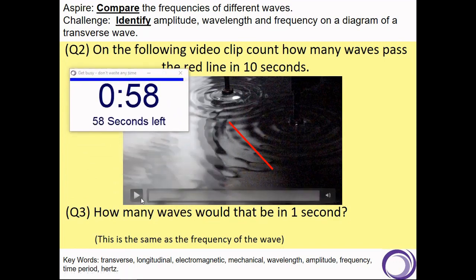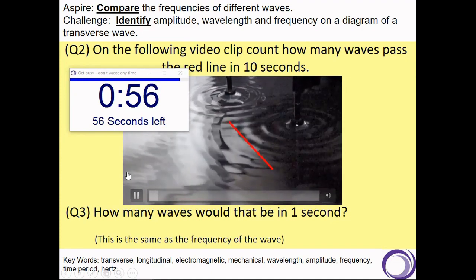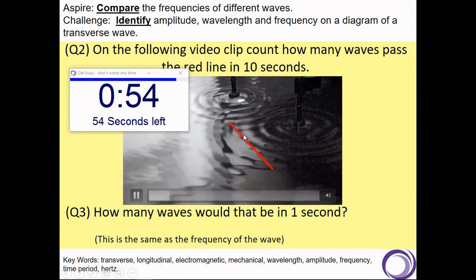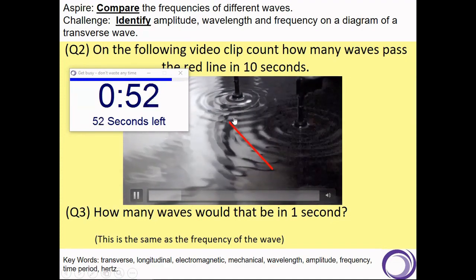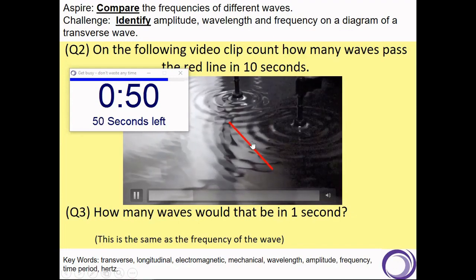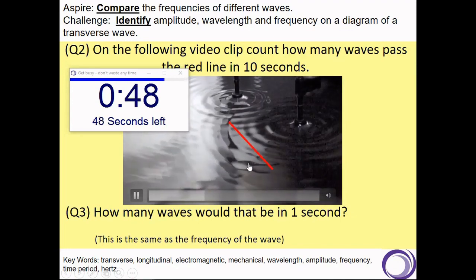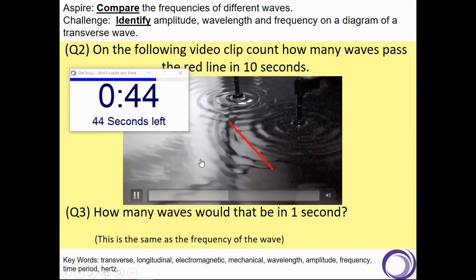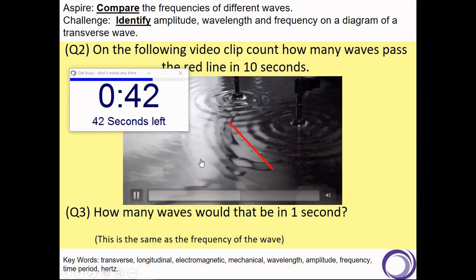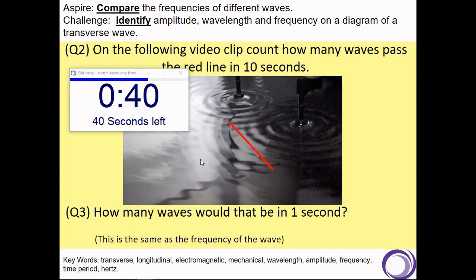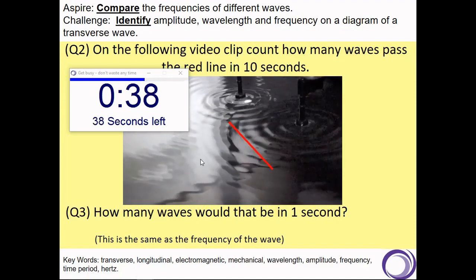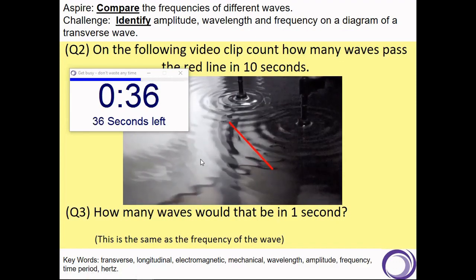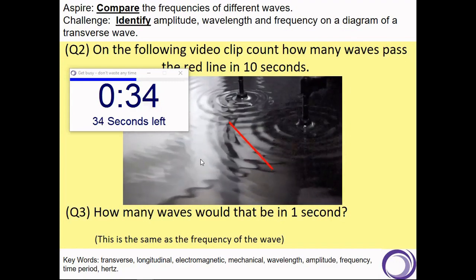Now, you can see the red line there. What I want you to do is to count the number of waves that are passing that red line in 10 seconds. Okay, so if you start counting, I'll give you 1, 2, 3. So count them as they're crossing and use the clock there just to record 10 seconds. Pick any 10 seconds that you want and count the number of waves that pass that red line in 10 seconds. And I'll just give you a little bit of time to get on with that.